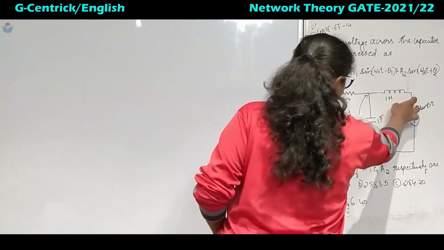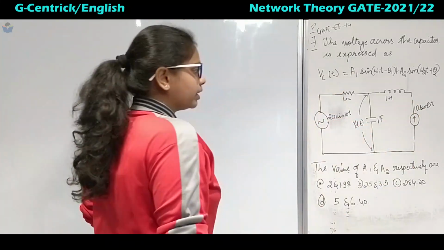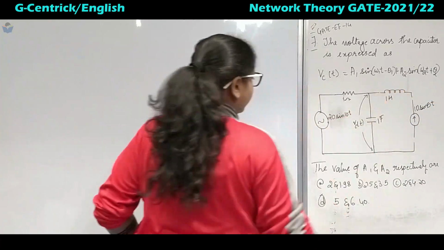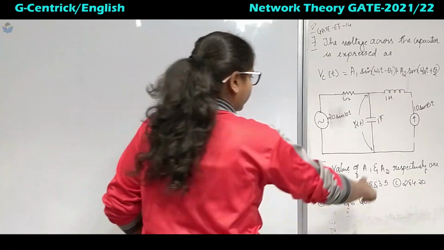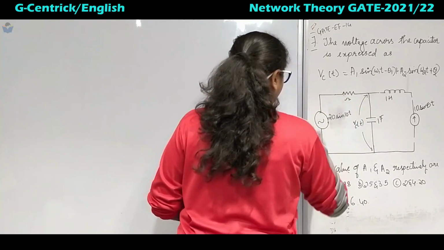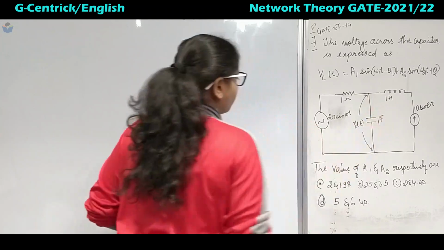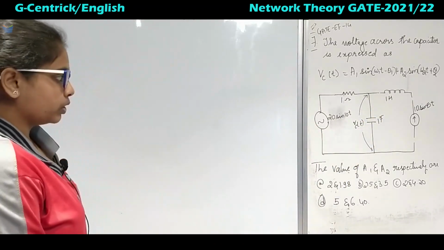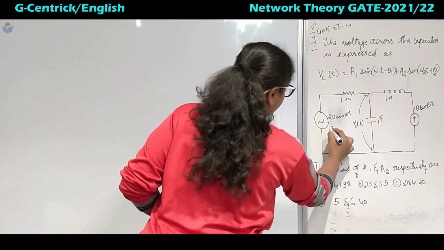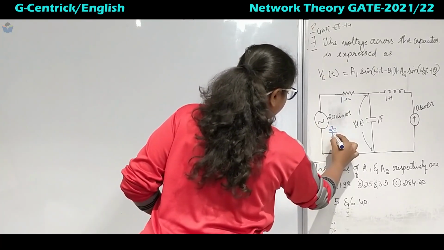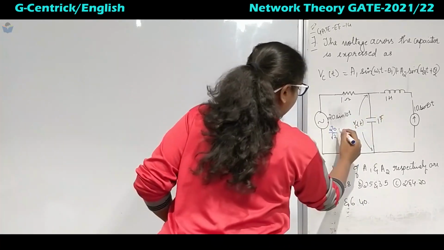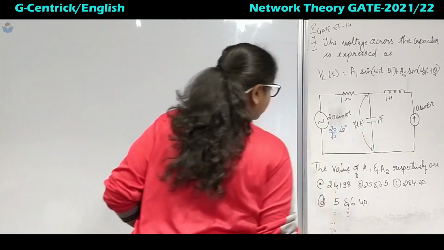When we remove this one, when there is no connection in this branch, then 0 ampere current will flow through the inductor. So we have only the voltage source, a resistor of 1 ohm, and a capacitor of 1 farad. First we will convert this into phasor. How will we convert it into phasor? You will divide it by root 2. Since both are sine values, I will take the reference as 0 degrees.